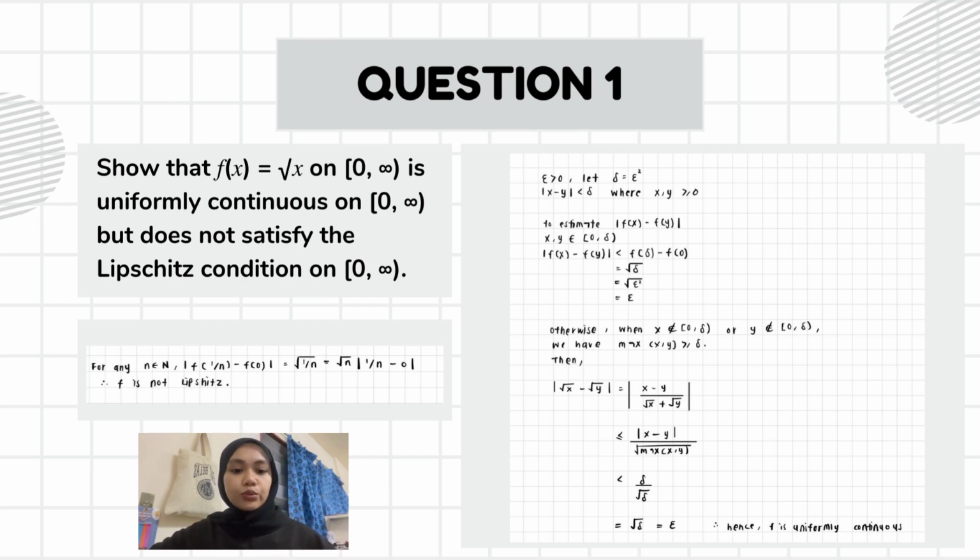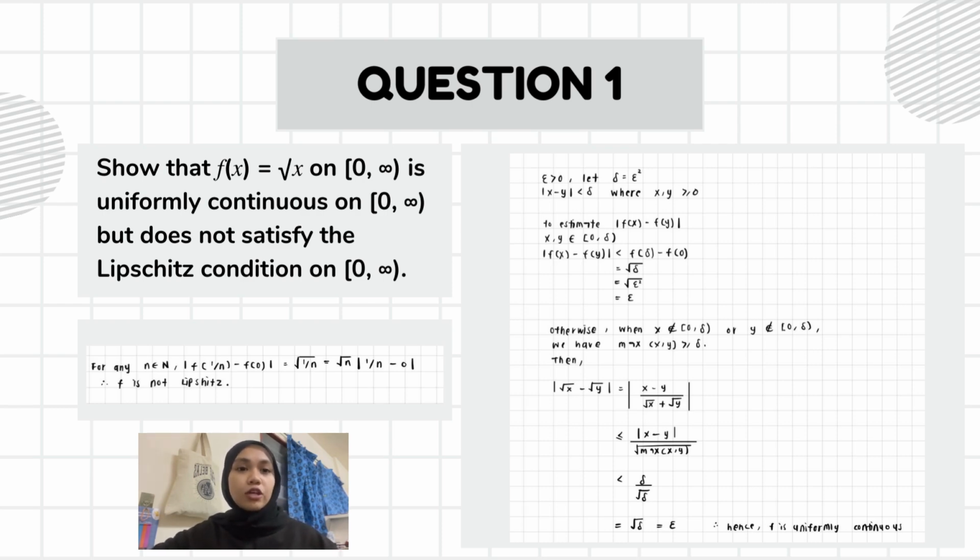And then we need to estimate the modulus of f(x) minus f(y), where x, y is an element of [0, delta). Then the modulus of f(x) minus f(y) will be less than f(delta) minus f(0), and this will equal the square root of delta. Then we change the value of delta to epsilon squared, and we will get the square root of epsilon squared, which is equal to epsilon.